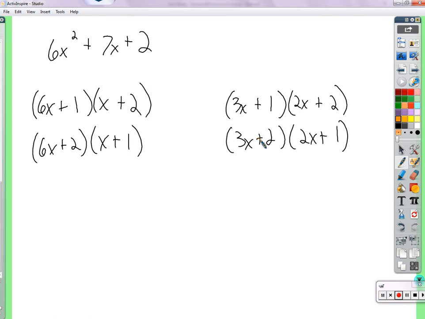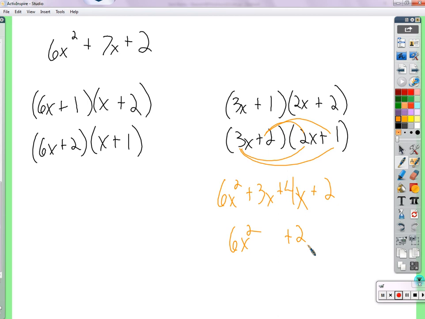Okay, so let's try it. Let's try this last one. That's what Dimitri says it's going to be. 6x² + 3x + 4x + 2. We knew we were going to get 6x². We knew we were going to get 2. That's how we designed these two factors to work. And we also get 3x + 4x is 7x, just like we wanted. So we factored this polynomial and got these factors. If you multiply any of those other three, you'll get three things that have a 6x² at the beginning and a 2 at the end, but something other than 7x in the middle.